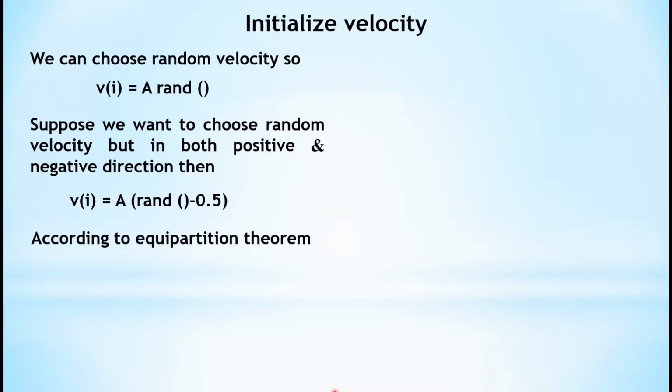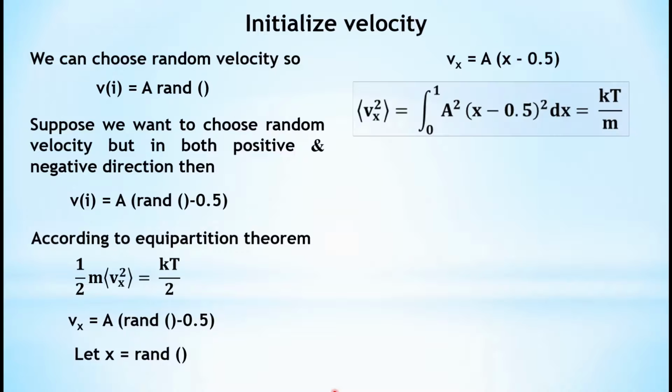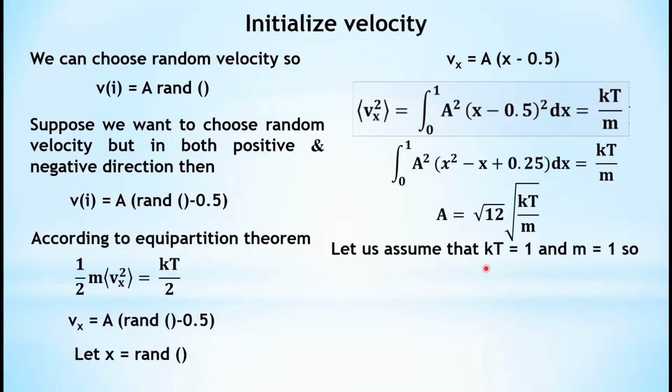According to equipartition theorem, average kinetic energy per degree of freedom is kT by 2. Let Vx, that is velocity of the x component of any particle, is a random minus 0.5. Let x is rand. Then Vx is given by this expression. So average value of Vx square is given by this. We can solve this integral and evaluate the value of a. Let us assume that kT is 1 and m is also 1. So a is root 12. We'll discuss later in detail why this kT is 1 and why this mass is 1.